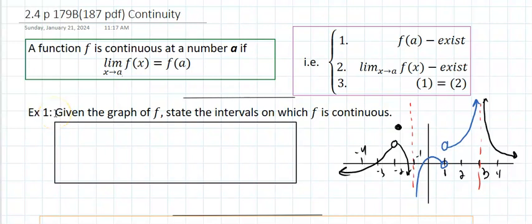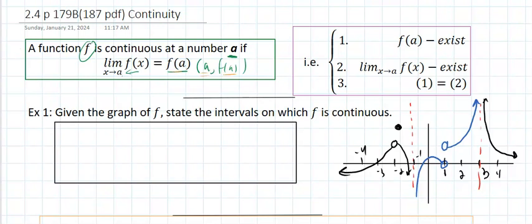Section 2.4 is on page 179 in the book. It talks about continuity, and we have one definition on continuity, which states a function f is continuous at a point or a number a if the limit as x approaches a equals f of a. Now, in case you missed it, that's simply the y value when x equals a.